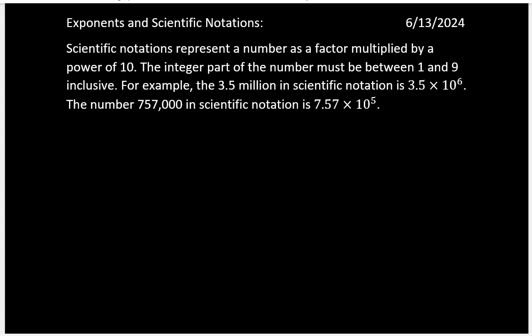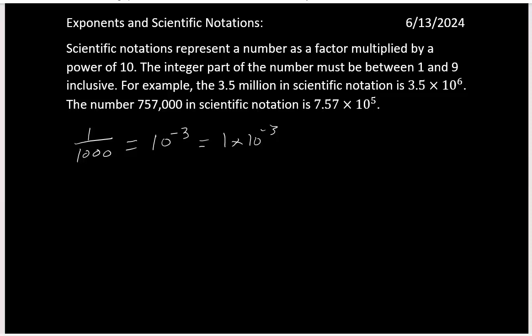Small numbers are also written the same way. For example, say you have 1 over 1000. This one is actually 10 to the negative 3. So we can write this as 1 times 10 to the negative 3.